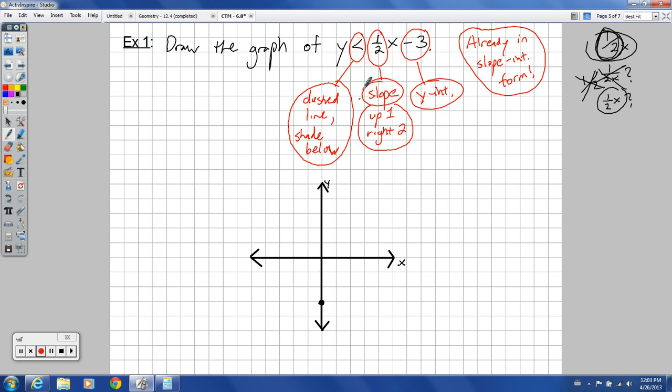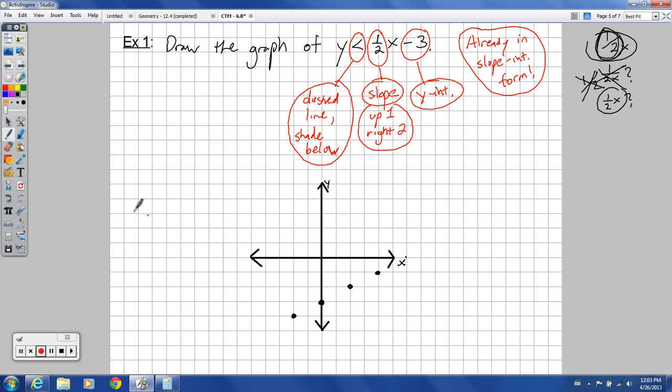So start there. And then from that point, we can get another point by easily going up 1 and right 2. And you go up 1 and right 2, you got a new point. Do that again. Up 1, right 2, another point. And that pattern would continue. You'd have another point right here. If you went the other direction, you'd go down 1 and left 2, and you'd get another point down here.